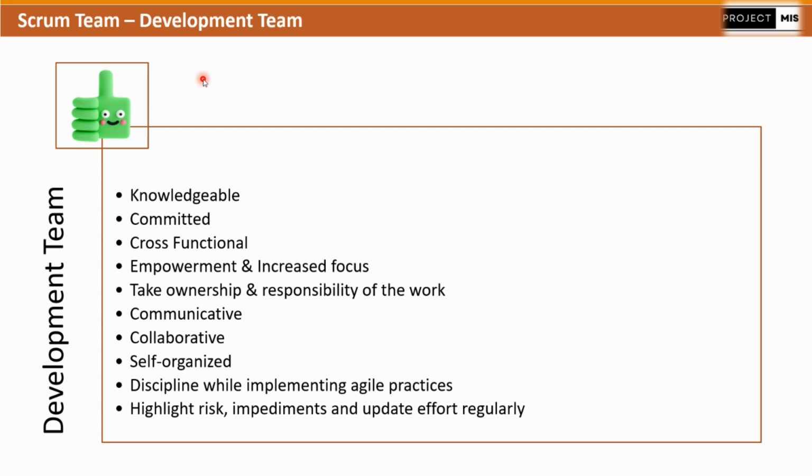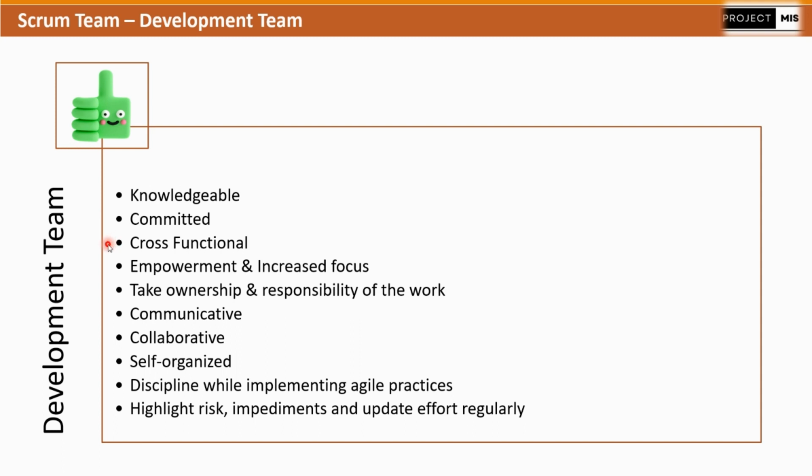Third pillar of a Scrum team, the development team. The development team is the actual people who are working on the development, who are actually coding on the system and developing the software. The characteristics of the development team are very straightforward and do not require too much explanation. So let's go through them one by one. Knowledgeable. Definitely, whatever the area of their expertise, they should be knowledgeable in that. Commitment is one of the key behavioral aspects expected from any development team member.